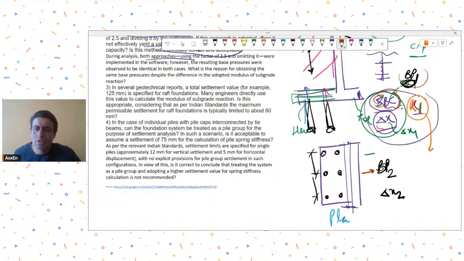Also, you have to see whether the settlement value that you are now getting matches or is similar to the settlement value that you had assumed while calculating this K. If not, then you again calculate K2. So this time the K2 will be your bearing pressure upon X2, let's say. Then again this K2 value you will use.